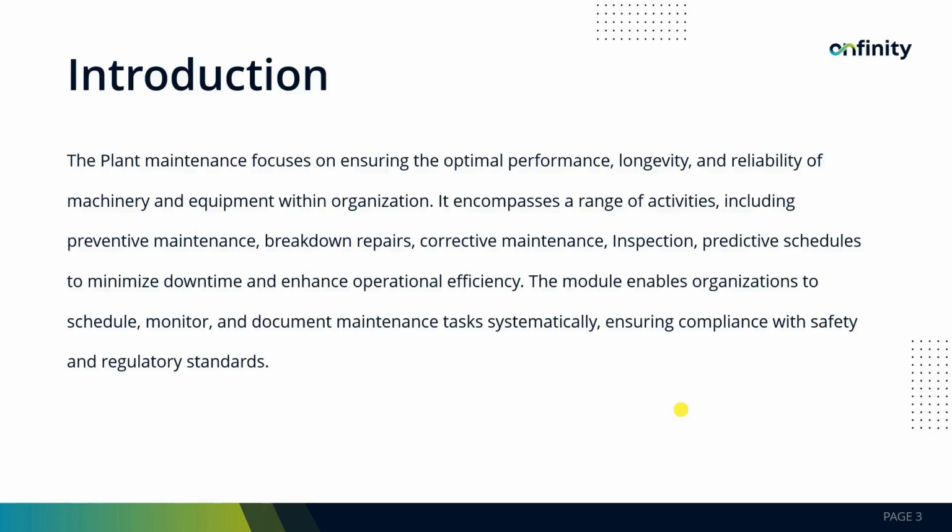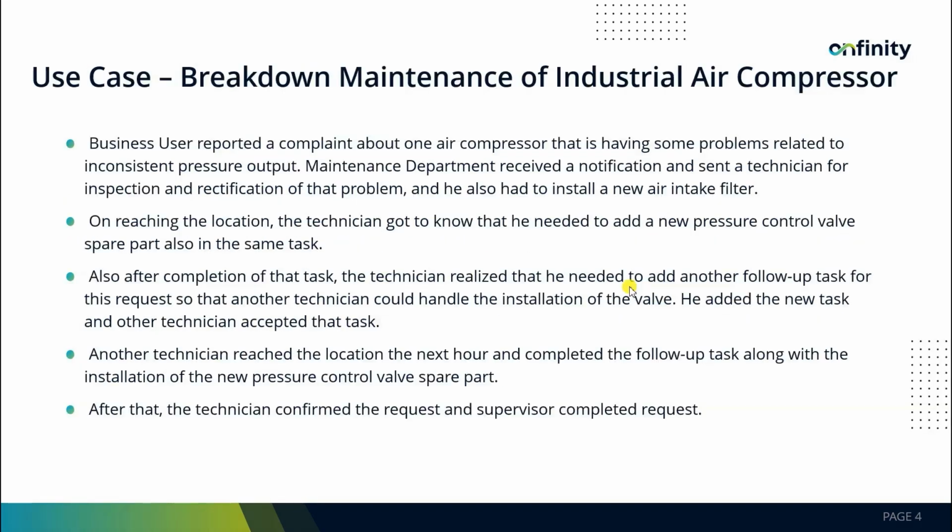To manage all of this efficiently, we use the Onfinity system. An organization uses a maintenance module that helps in scheduling tasks, tracking and documenting maintenance works in an organized way. This also ensures that safety and regulations are followed at all times. We will understand this by using a use case named breakdown maintenance of an industrial air compressor.